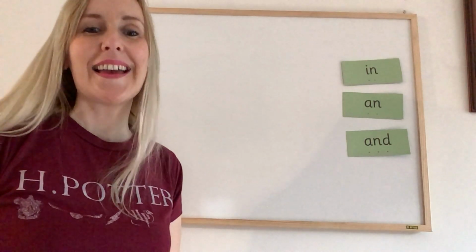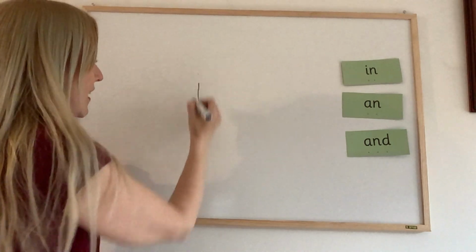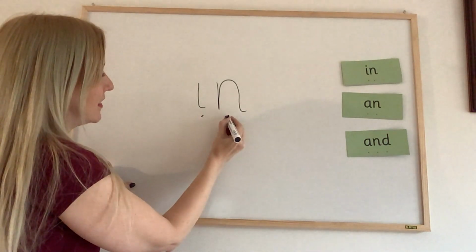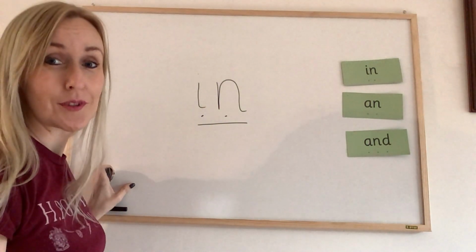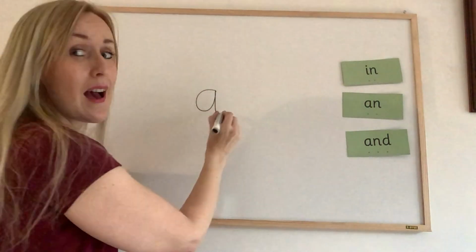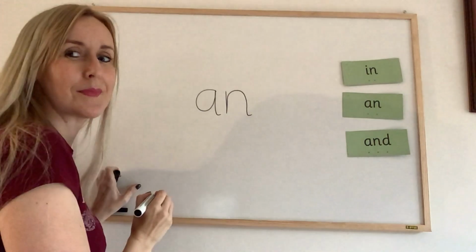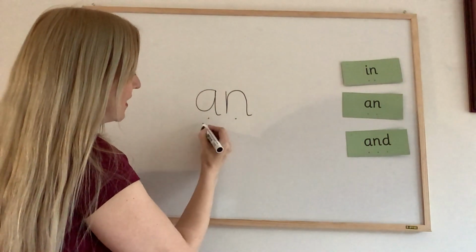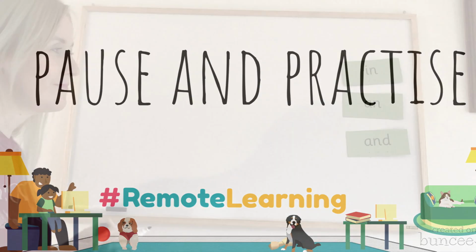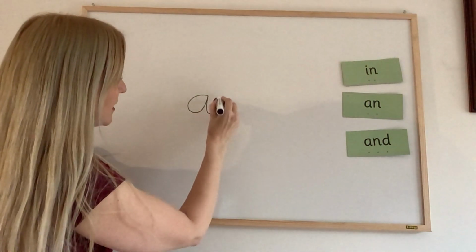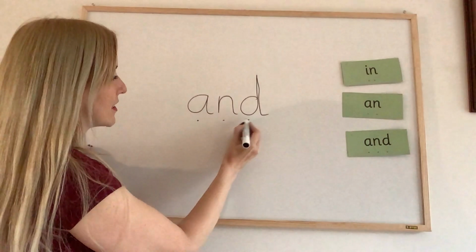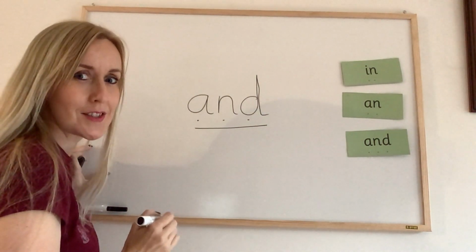We're going to start by writing in. I, N, in. Practice writing this on your whiteboard. An. A, N. An. Practice writing on your whiteboard. And. A, N, D. And. Go and have a practice on your whiteboard.